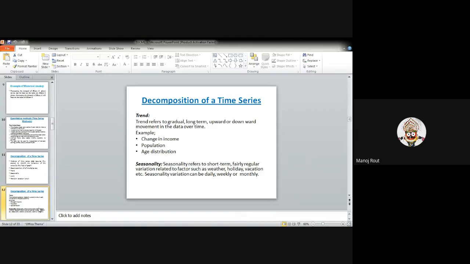And the period should be on a daily basis, weekly basis, monthly basis, quarterly basis, half yearly basis, or annual basis. The next point in the decomposition of your time series model is seasonality. Seasonality refers to short term, fairly regular variation related to factors such as weather, holidays, and vacations. These are considered seasonalities. This seasonal variation can be on a daily, weekly, or monthly basis. Clear? Going to the next one.